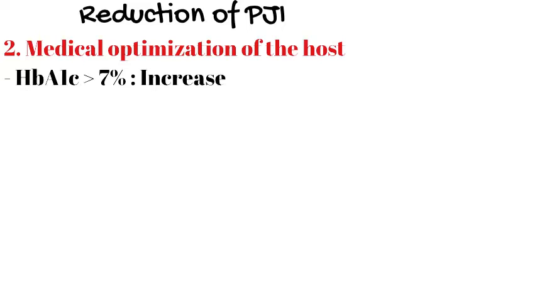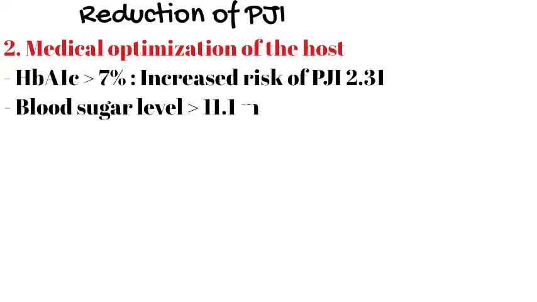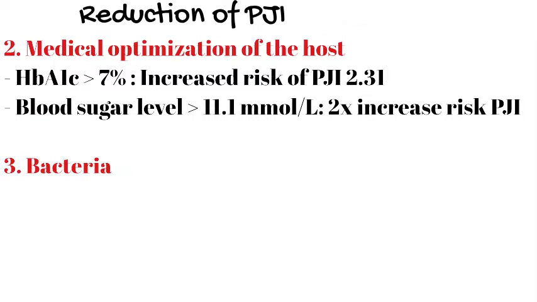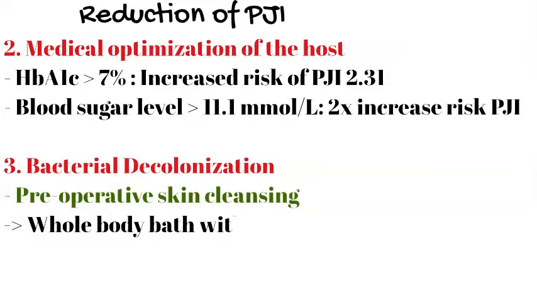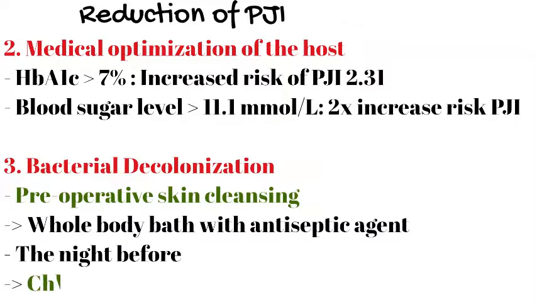Number 2, medical optimization of the host. With HbA1c more than 7%, there is an increased risk of prosthetic joint infection of around 2.31%. With a blood sugar level more than 11.1 millimole per liter, there is a 2 times increased risk of prosthetic joint infection.